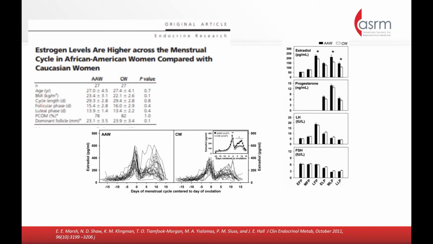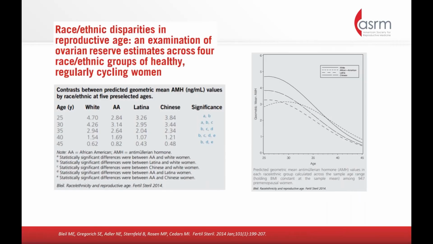When we looked at all sex steroid hormones and gonadotropins across the menstrual cycle, much to our surprise, we found no differences in FSH between the two groups. In terms of AMH now, there are more studies available.